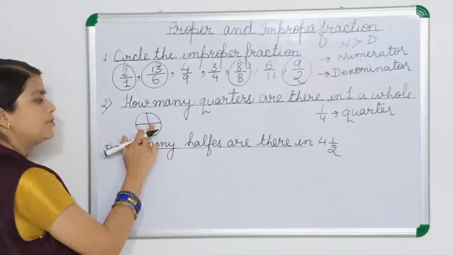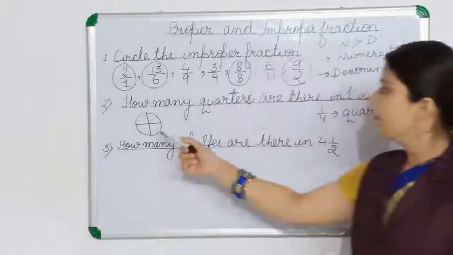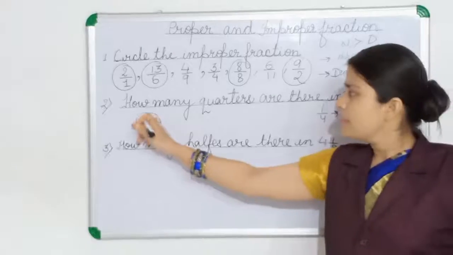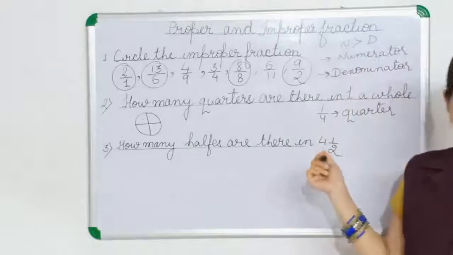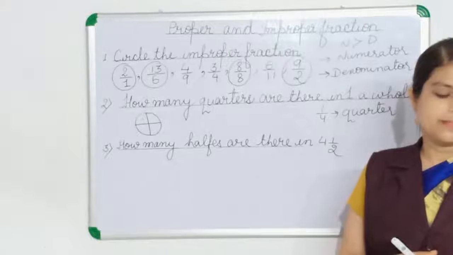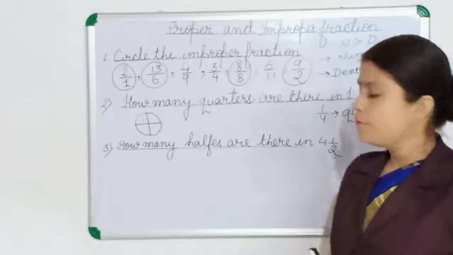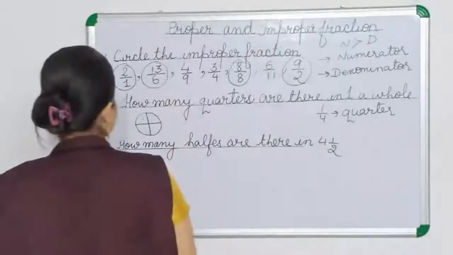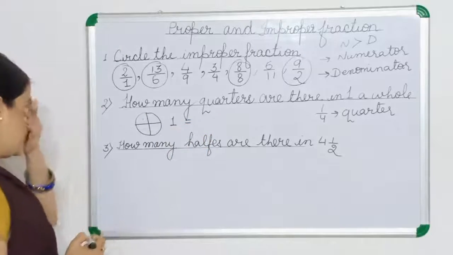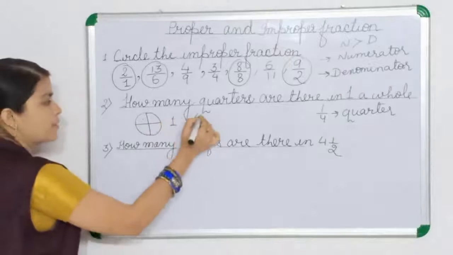1, 2, 3, 4. Okay. And one part of these 4 equal parts is known as 1/4. This one part will be known as 1/4. Then how many 1/4 are there? How many 1/4 parts are there? There are 4 quarters in 1. Okay. So how many 1/4 parts in 1 whole? It is 1/4, 1/4. How many? There are 4.